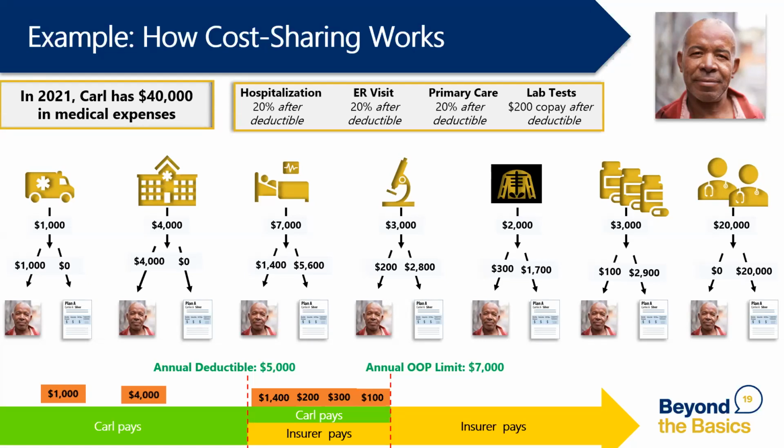But in the first plan, his payments towards that $7,000 are mostly spread out over the course of the year through copayments. While in this plan, Carl will have had to pay almost the entire $7,000 right at the beginning of the year when he was hospitalized.